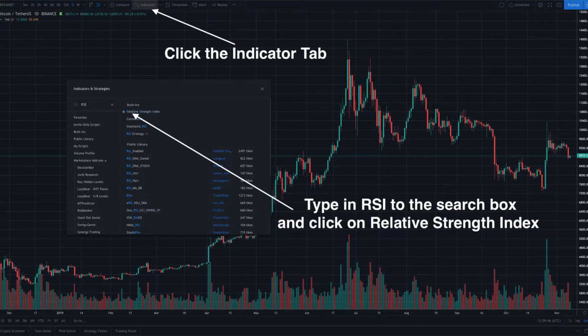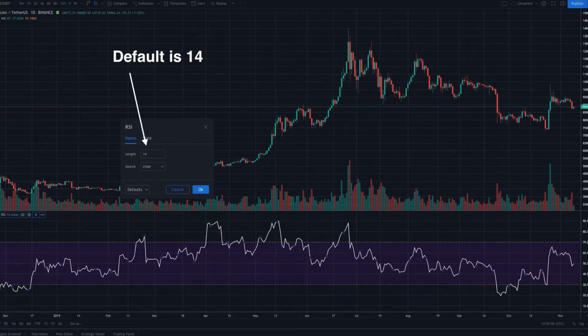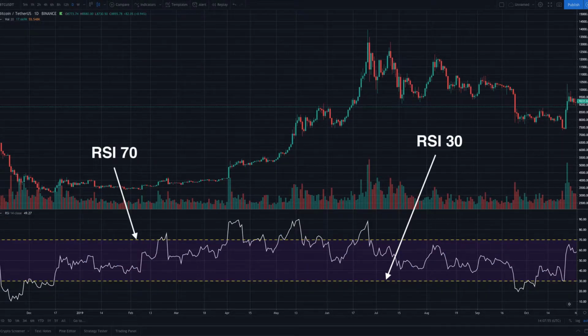So let's start with a nice clean chart. We're looking here at Bitcoin on a daily chart and we are adding here our RSI. We access the RSI from the Indicators tab at the top of the page and choose Relative Strength Index. It will automatically default to the textbook version of the 14-day RSI, and the overbought and oversold levels default to 70 and 30. And then that's it, that's the RSI plotted on your chart.